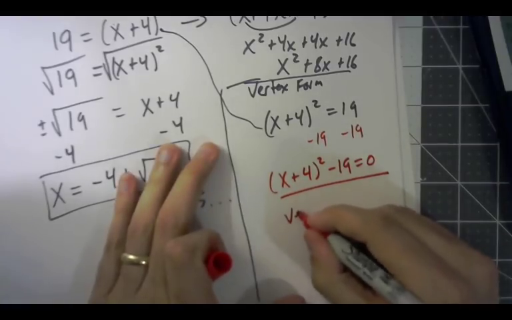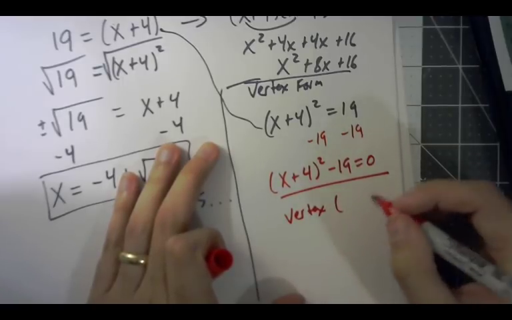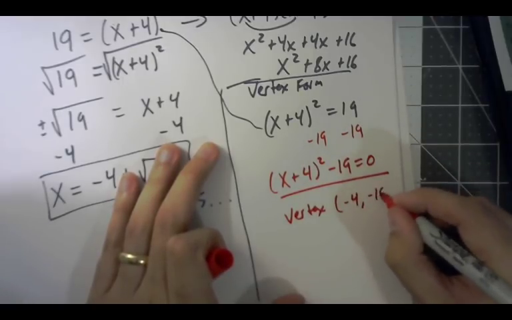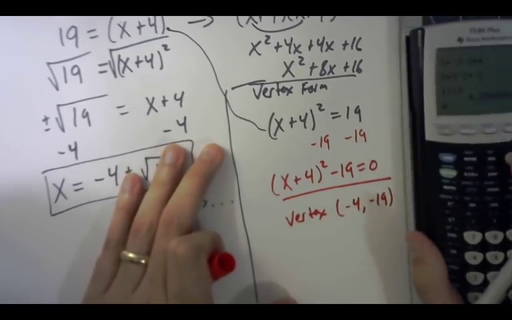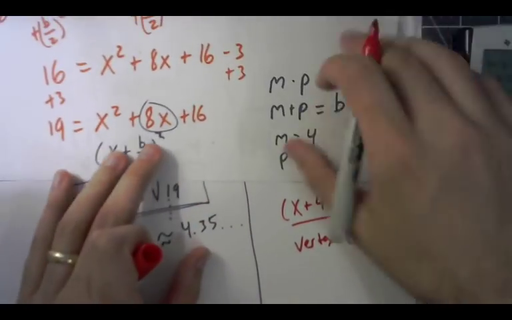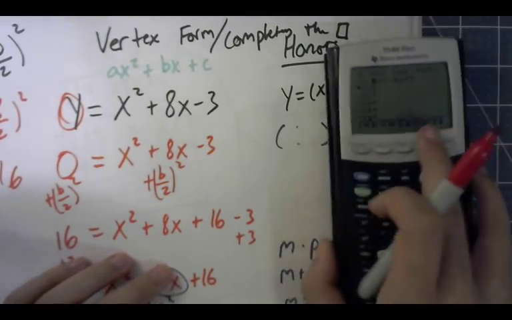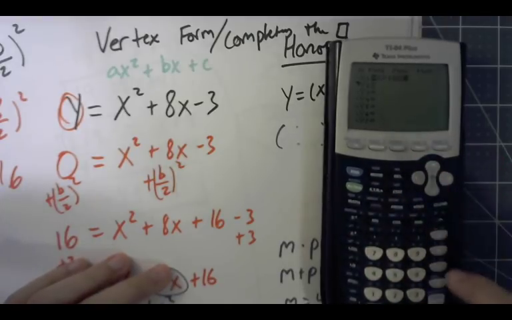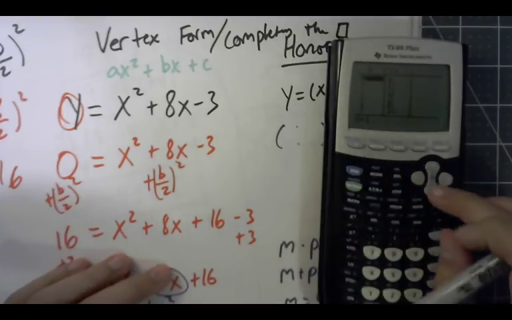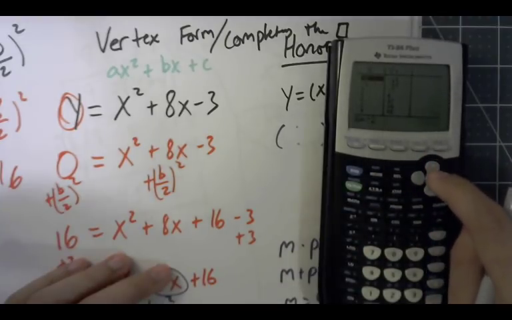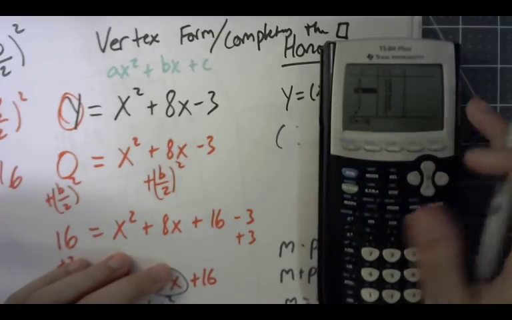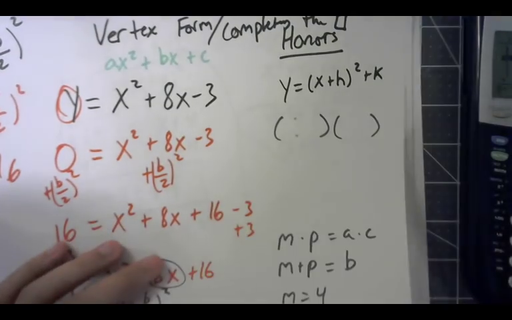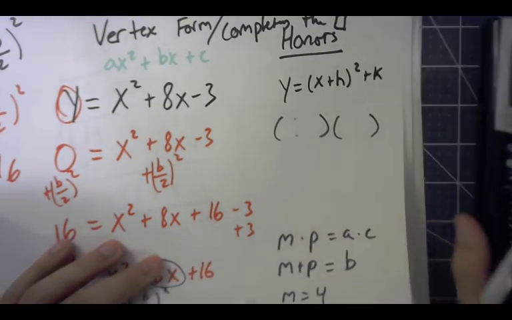So my vertex should be at left 4, which is going to be -4, -19. So let's see. Our original equation was x squared plus 8x minus 3. I'll go to my table. This is probably your best way to find your vertex. Go to the table. And right here, there's -4, -19. If you can't see it, you'll just have to trust me.